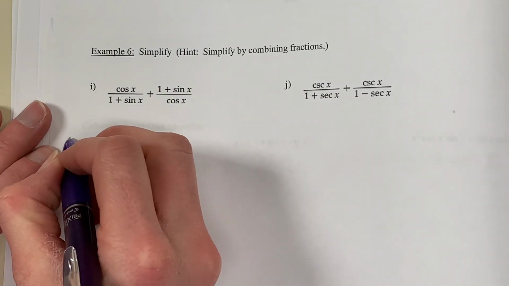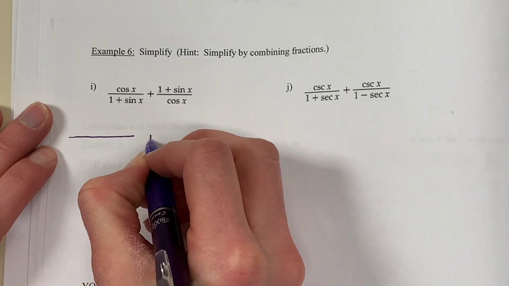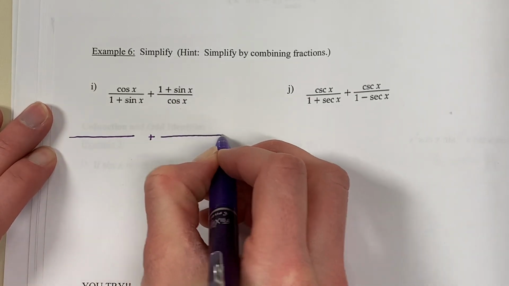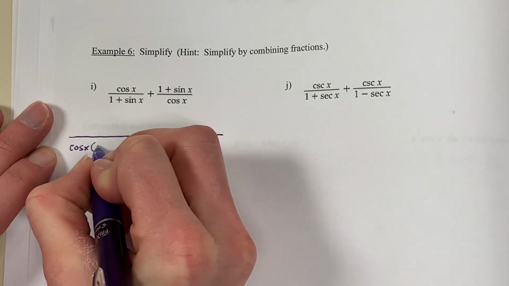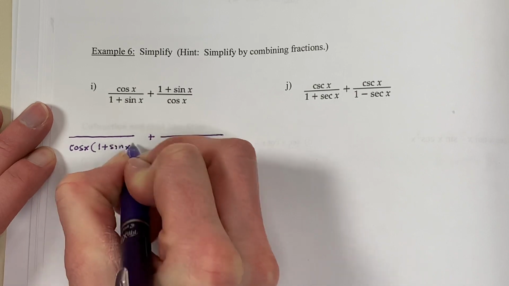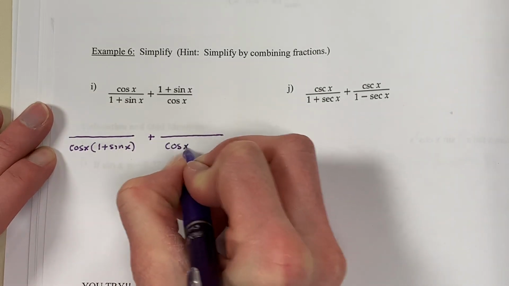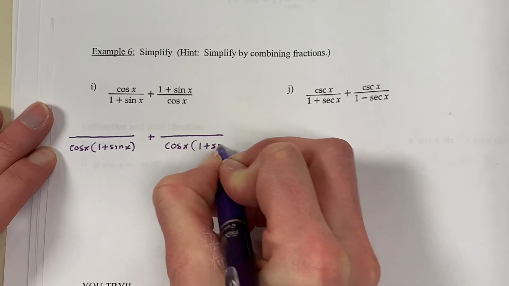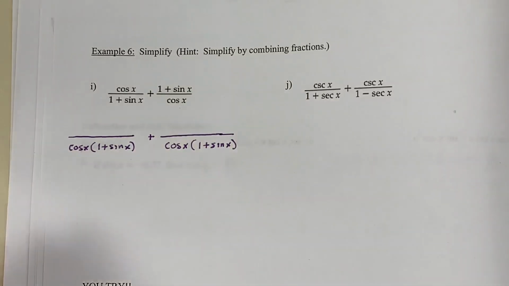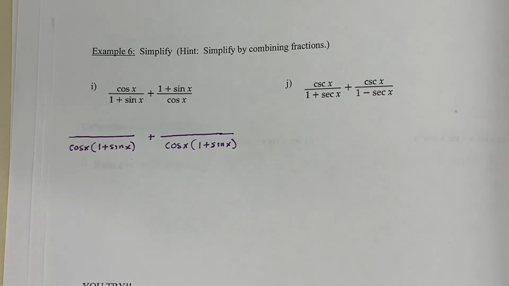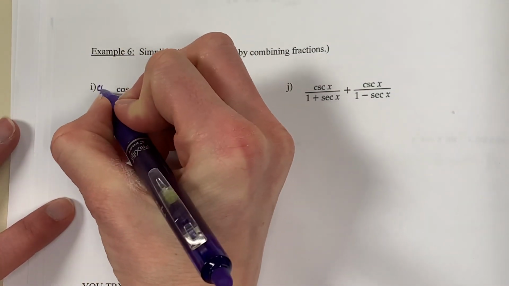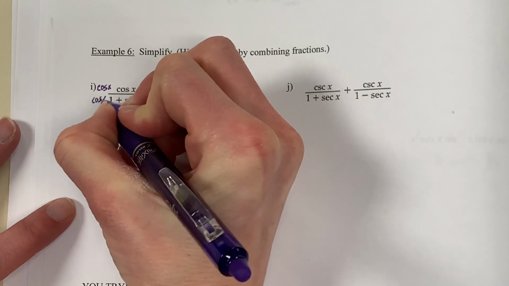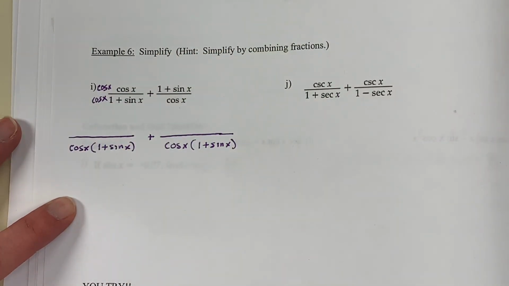So I'm going to go ahead and rewrite this expression as two fractions with my common denominator, which will be cosine x times 1 plus sine x, and cosine x times 1 plus sine x. Now, the first fraction, cosine x divided by 1 plus sine x. In order to make this have the common denominator, I need to multiply the numerator and the denominator by cosine of x. Now, multiply across.